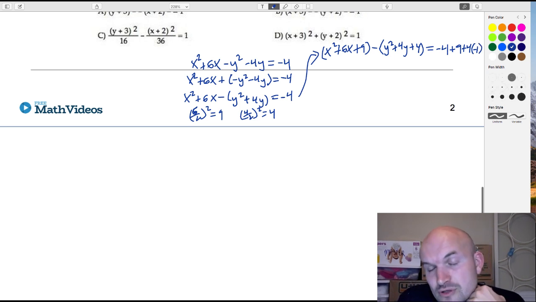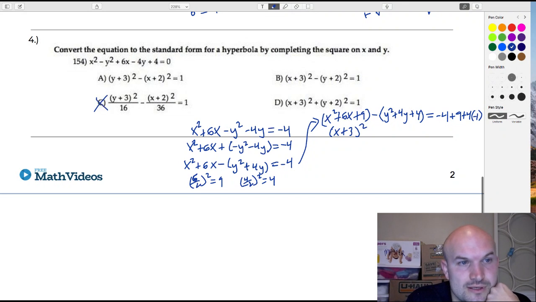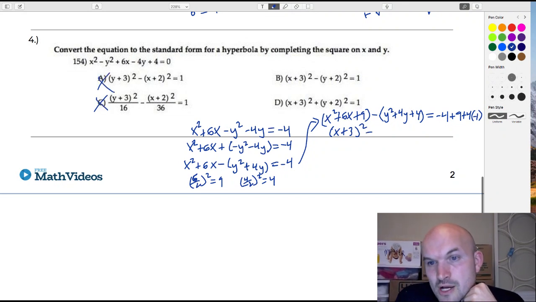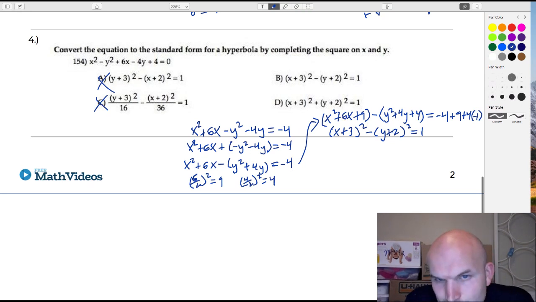Okay, so now we can rewrite this binomial squared. This is going to be x plus 3 squared, which automatically I can reduce. This becomes y plus 2 squared. All right, we got those two. And then this one is y plus 2, obviously it's going to be minus, and then equals 1, and you can obviously see that this is, again, a hyperbola, so that one will make sense. So you can see my answer is going to be B.